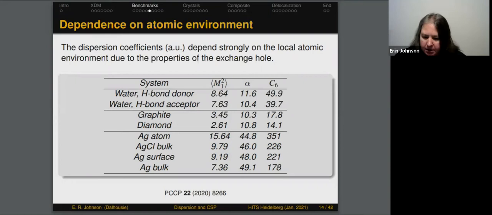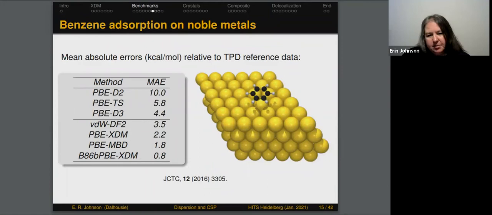All right, so to illustrate why having reasonable dispersion coefficients for metals is important, we can consider a few benchmark systems involving metal surfaces or metal containing systems. The first is for molecular surface adsorption. So we can look at benzene adsorption on three noble metals, copper, silver, and gold.